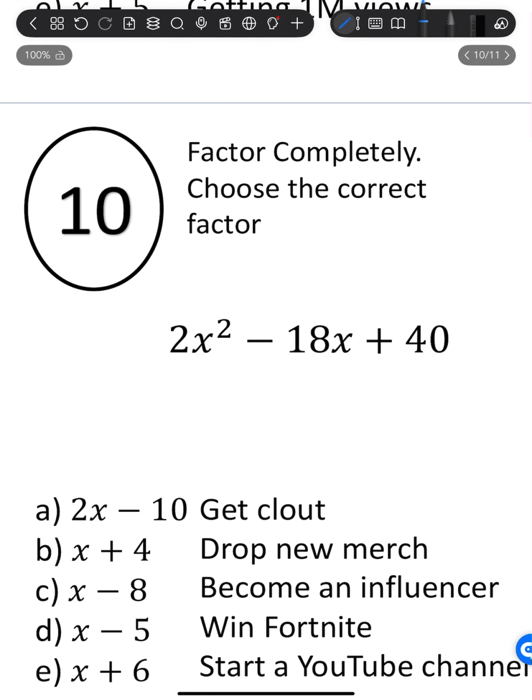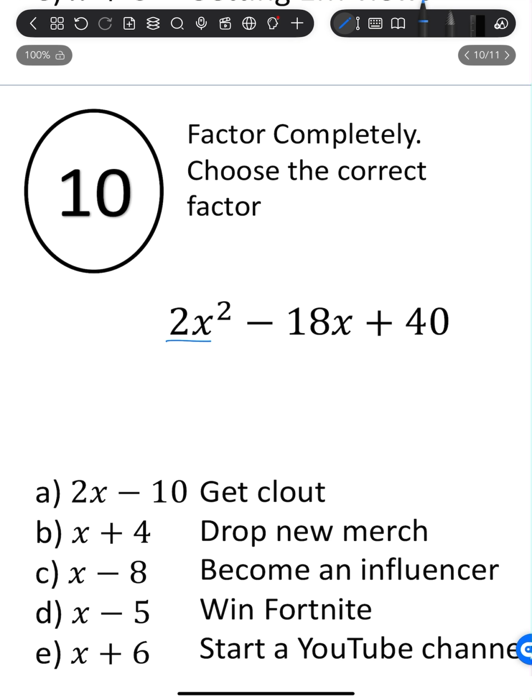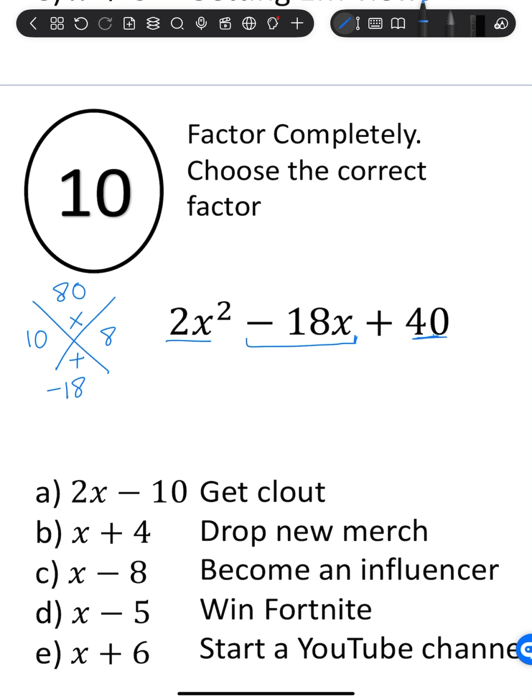Alright, final one. Number 10, leading coefficient here, not 1, so I'm going to use the grouping method here. So from there, we get 2 times 40, which is 80, and we have a middle one of a negative 18, so we have to keep that in mind. So going from there, I'm thinking of a 10 and an 8, because 10 times 8 is 80. However, they need to add to negative 18, right? So negative 10 plus negative 8 is negative 18.